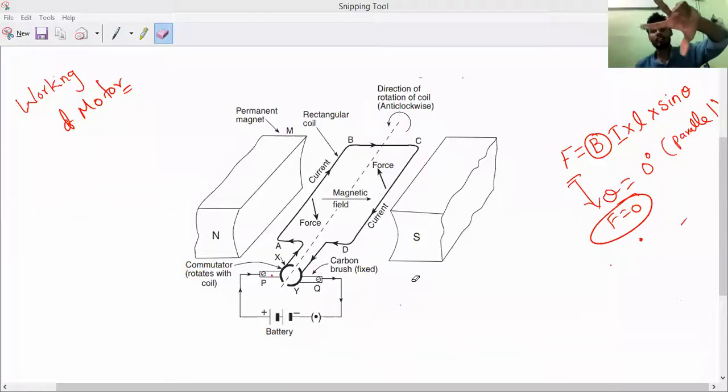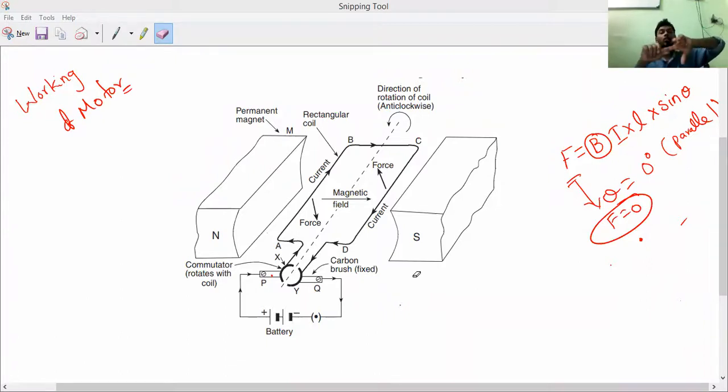Now the current is acting from A to B, and the rectangular coil is like this, so the magnetic field I am exerting is like this. I am adjusting my fingers like this. This is the direction of current, and this is the magnetic field. Now my thumb is indicating which direction, guys? It is acting towards the downward direction. So the force is exerted downwards, current is moving upwards, and the magnetic field is acting like this.